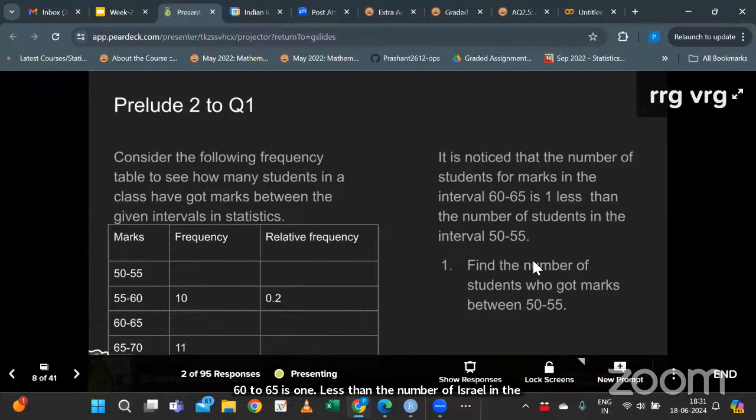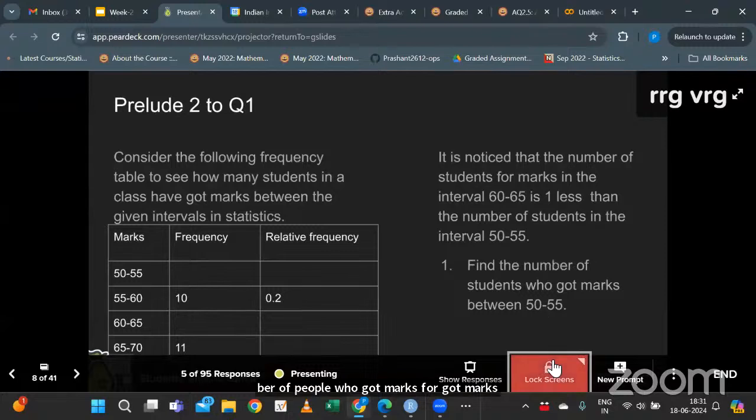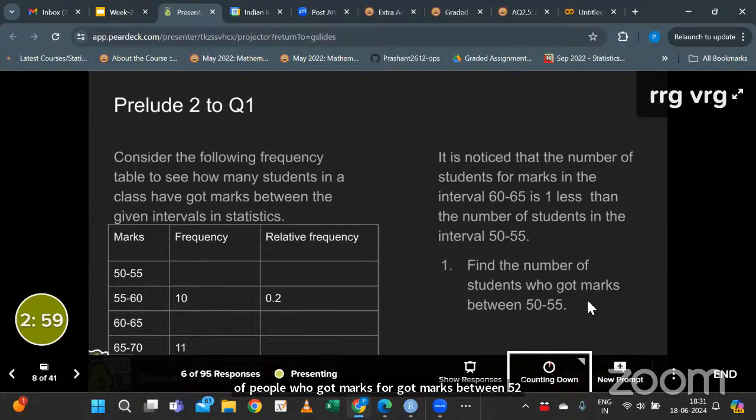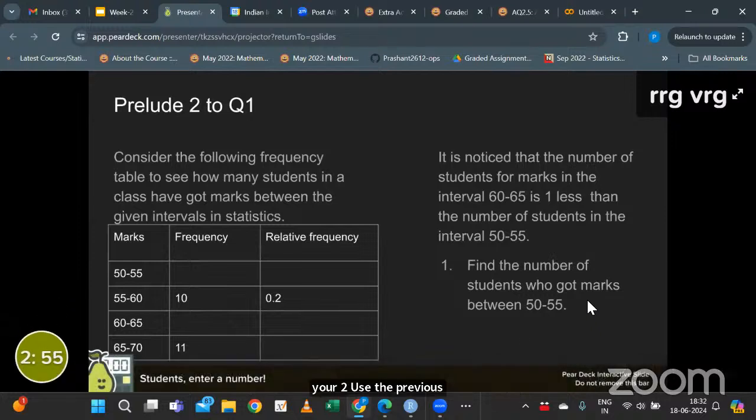Find the number of students who got marks between 50 to 55. Okay, I'm going to give you 3 minutes, and you have to use the previous things. The summation of all the frequencies should be equal to the total number of observations.